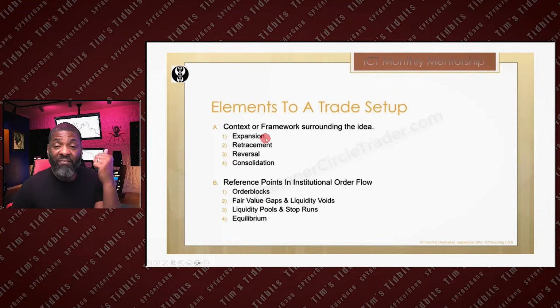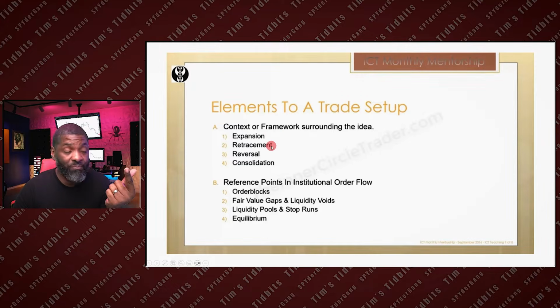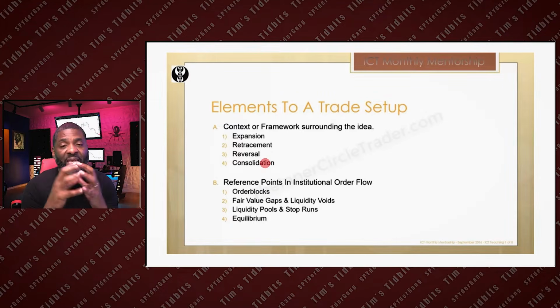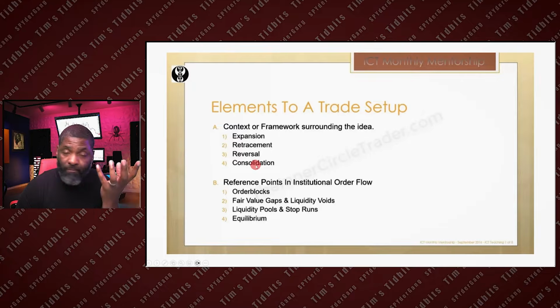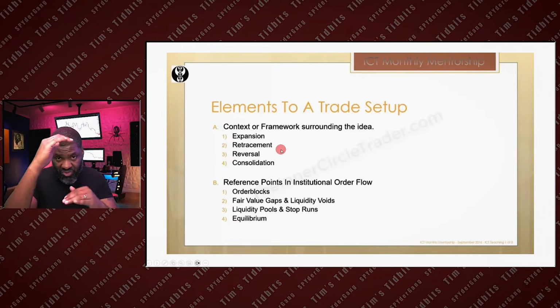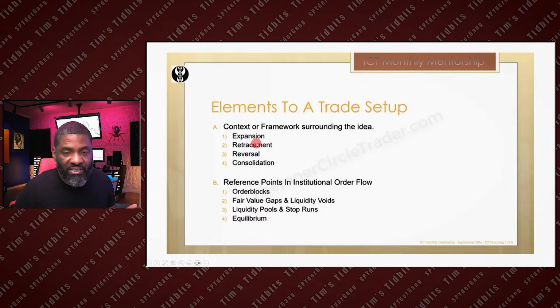Now, we have expansion, we have retracement, we have reversal, and we have consolidation. These are all the conditions that price will be in the market. You're going to have times of expansion, you're going to have times of retracement, you're going to have times of reversal, you're going to have times of consolidation. That's all price is going to do. That's all price can do in the market. It can expand up or down, it can retrace up or down, it can reverse up or down, and it can go side to side, consolidate, chop in a small range. That's all price can do.